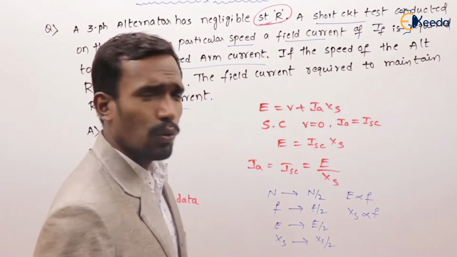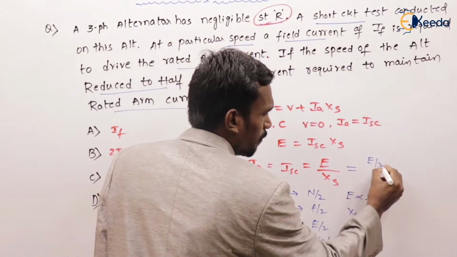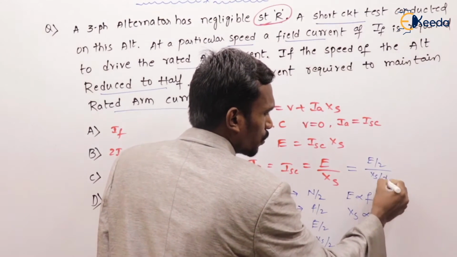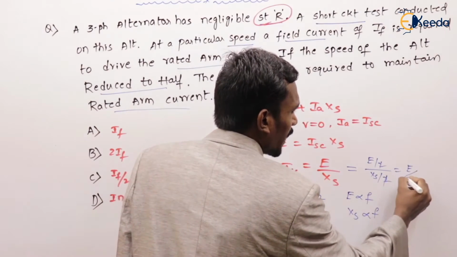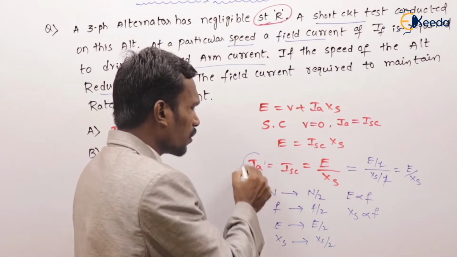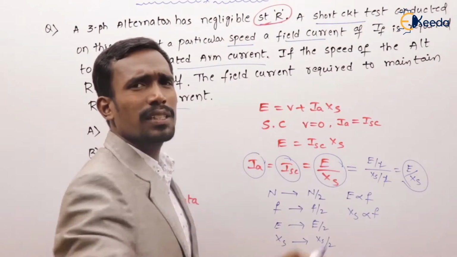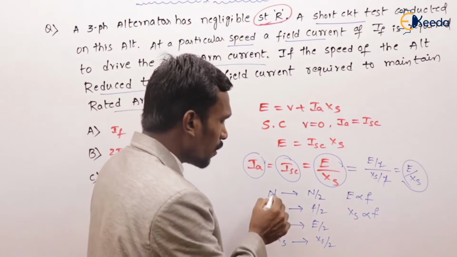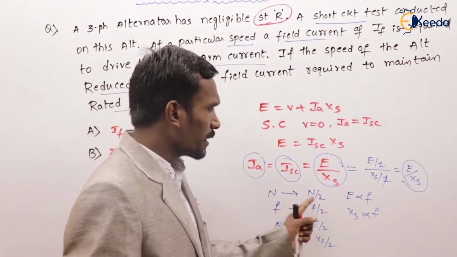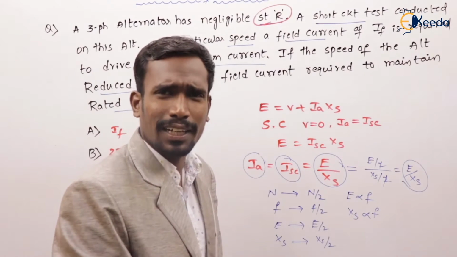Then tell me, what about this armature current? Let E become E by 2 and Xs become Xs by 2. This 2 gets cancelled, again E by Xs. There is no change in this armature current, even though the speed reduced to half. The armature current is the rated current only, again and again.